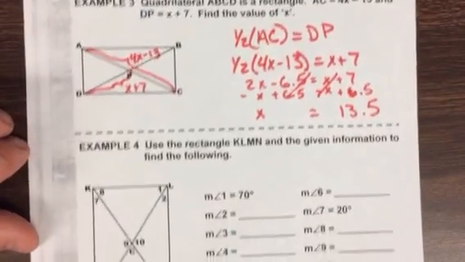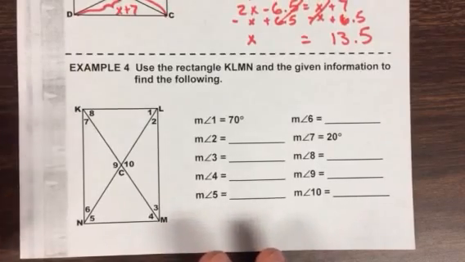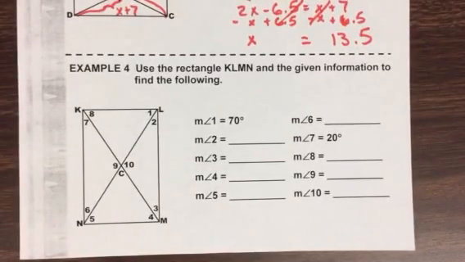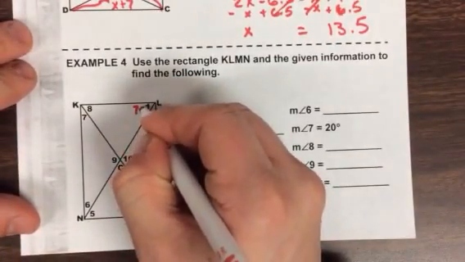All right, let's look down at example number 4. Now this is what we call an angle chaser. So things are about to start getting complicated, but not as complicated as you may think. As we're looking at this, the measure of angle 1 is 70 degrees. So I'm going to go ahead and write in 70 degrees.